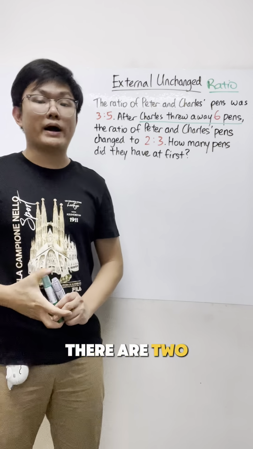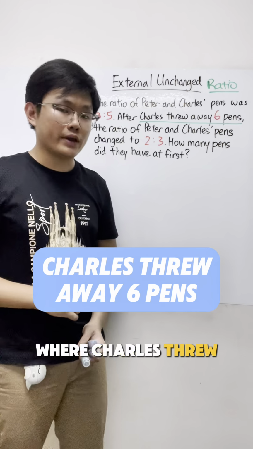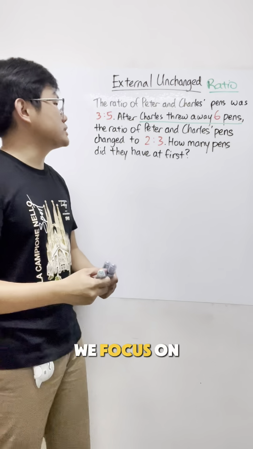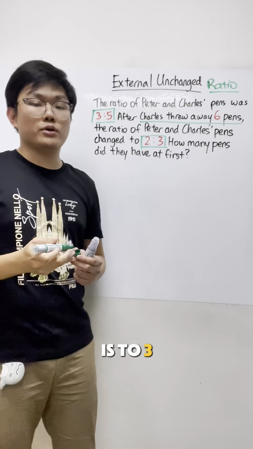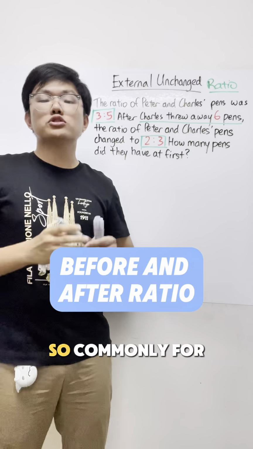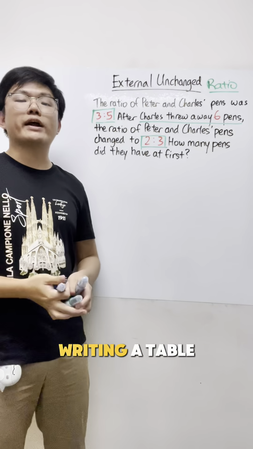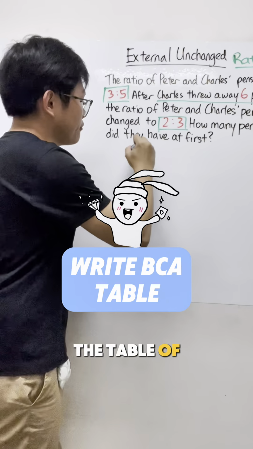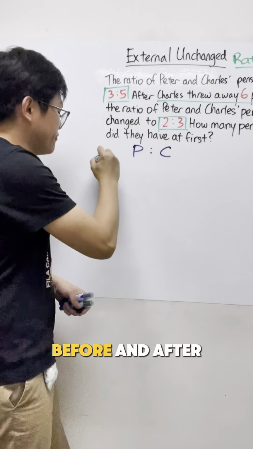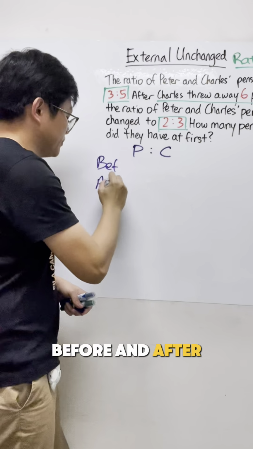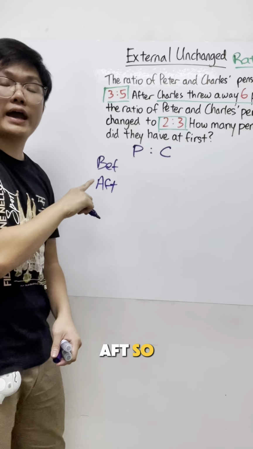So we notice there are two parts. Part 1, where Charles threw away 6 pence. Number 2, where we focus on the two given ratios, 3:5 and 2:3. We have our before and after. So commonly for these kinds of questions, we'll be writing a table. The table of P to C, Peter, Charles, and the two scenarios, before and after. Commonly written just BEF and AFT.